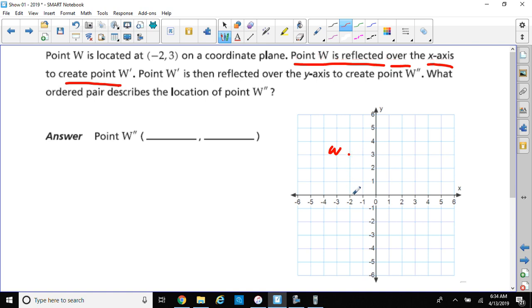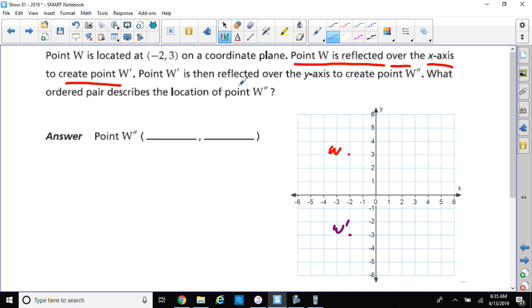So all we're going to do is count how far W is away from this and go in the opposite direction. So there's 1, 2, 3 boxes. So I'm going to go down 1, 2, 3 boxes and put this point. And let's choose a different color. And that'll be point W prime. Okay, W prime. All right, let's keep reading again.